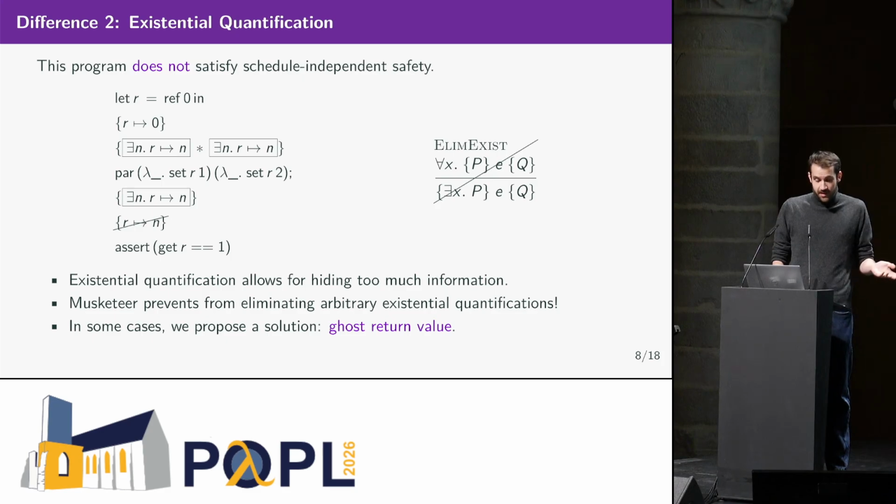And this is for a good reason, because the existential here hides the interleaving. It hides which thread won the race. So Musketeer prevents eliminating arbitrary existential quantifications, but when we know that the existential quantification was chosen deterministically, we have a solution, and it's this ghost return value.